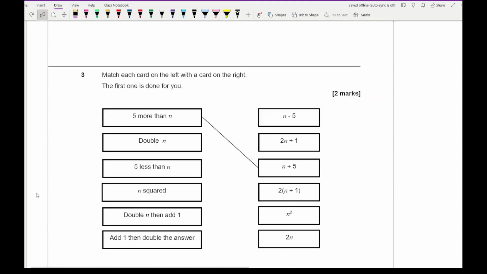Then moving on to question 3, it says match each card on the left with a card on the right, and the first one has been done for you. So here with double n, we're looking for 2n, which is the one at the bottom. For 5 less than n, that's going to be n minus 5. Then n squared is exactly just that. And then double n and plus 1, that's going to be 2n plus 1. And then add 1 and then double the answer. Well, that's going to be n plus 1 in brackets and then multiplied by 2. So that should be our connection.